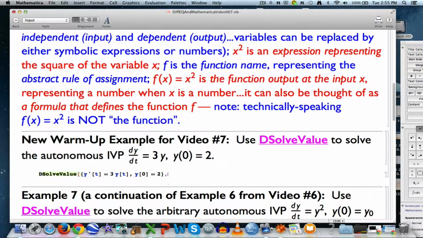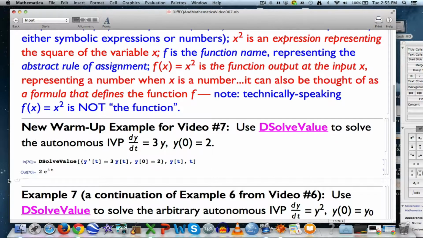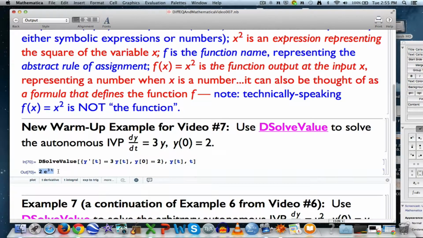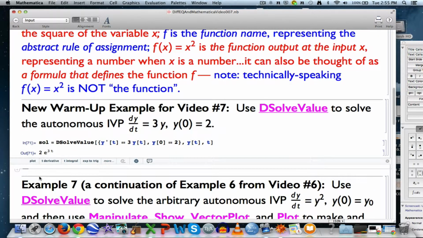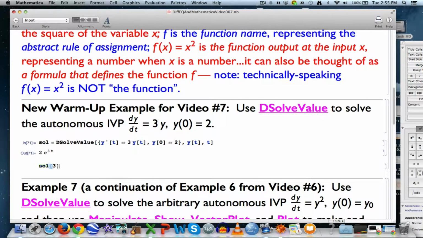You can put y of t here after the comma, and then put a t, and this will give an output that is an expression, okay? An expression representing the answer. There it is, 2e to the 3t. That really is a mathematical expression, just like x squared is a mathematical expression. It's not really, as is, a function. If I give this output a name, if I call it sol, and try to plug in a number into sol, something funny happens.